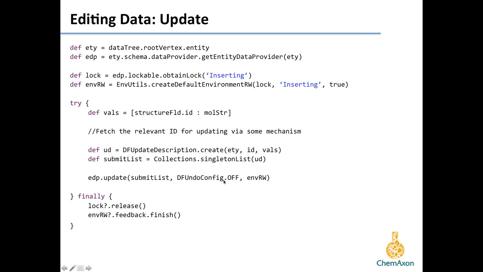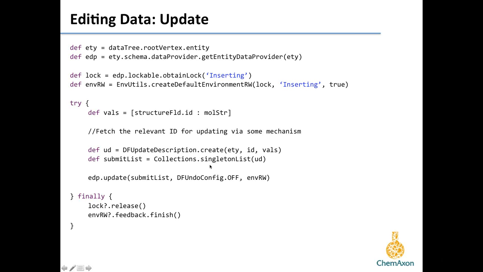This is just the ability to undo the update. I usually leave it off simply because at this point I'm pretty sure I want to update that row. And here is my environment again, and the same mechanism. Release our lock, close our environment, and we've updated our row of information.